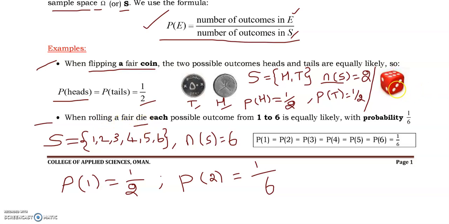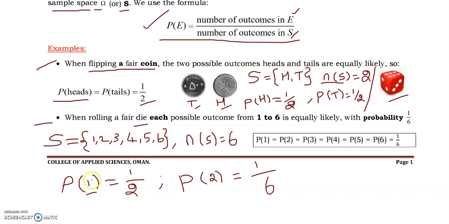Now we will write the sample space of rolling a fair die. We know there are 6 faces with 6 different numbers, the dots representing numbers 1 to 6. So we have 6 different numbers on the 6 faces of a fair die. These 6 values are the total possible outcomes of the experiment. So S is 1, 2, 3, 4, 5, 6. Here n of S, the total number of outcomes, is 6.